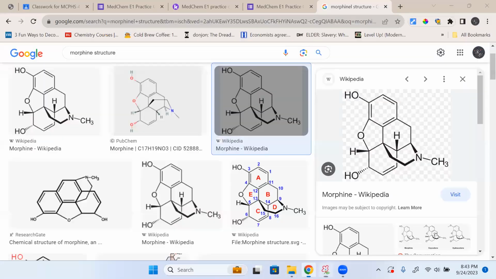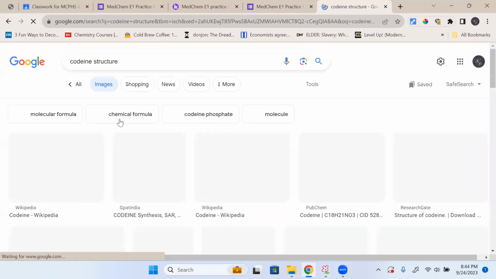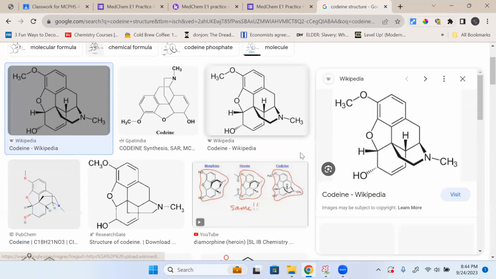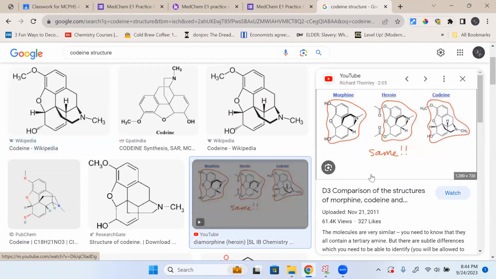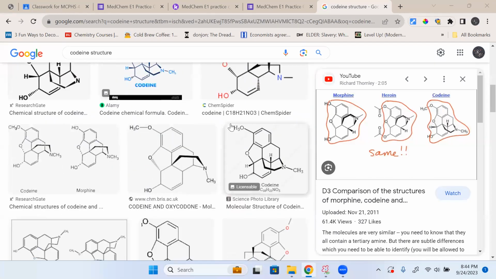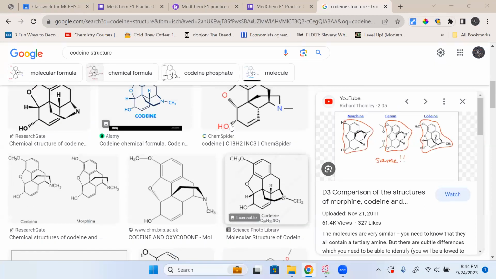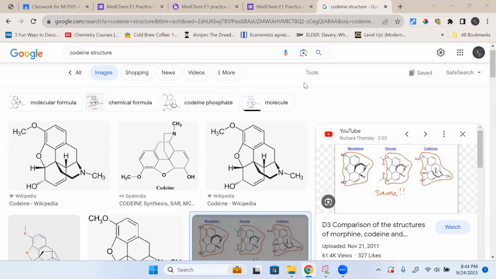So what are the implications of this? I just want to show you real quick. Codeine is the methyl form of morphine, and heroin is the acetylated form of morphine. So codeine and heroin are just slightly modified structures of morphine. Kind of cool.